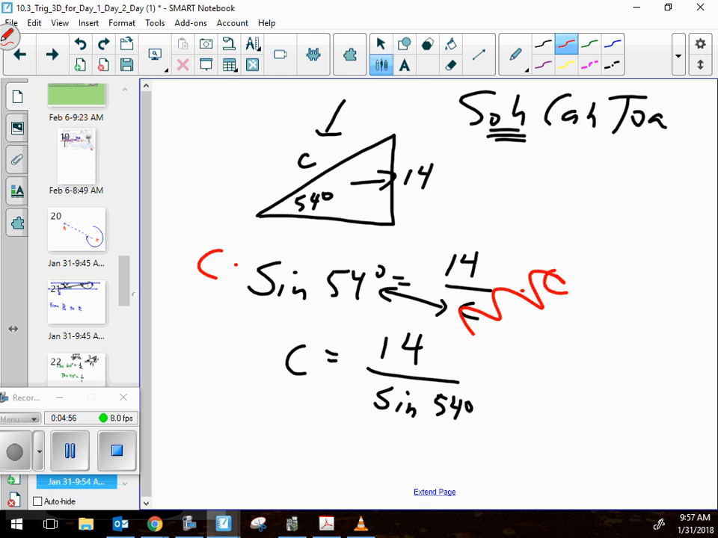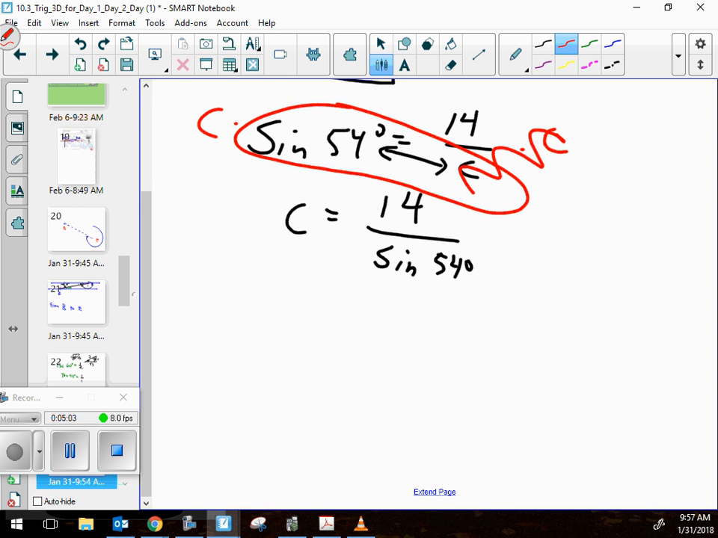But if you haven't processed this, it's a pretty slick way to do it. Just those two get reversed. Okay, cool. Either way, it's 14 divided by sine 54.